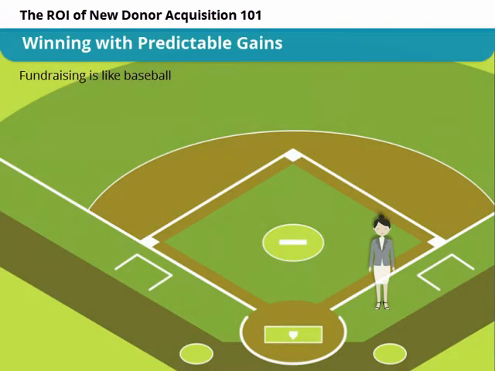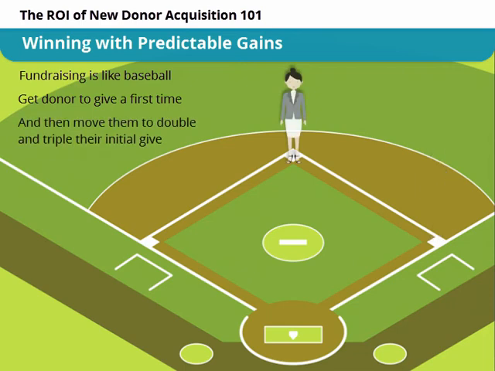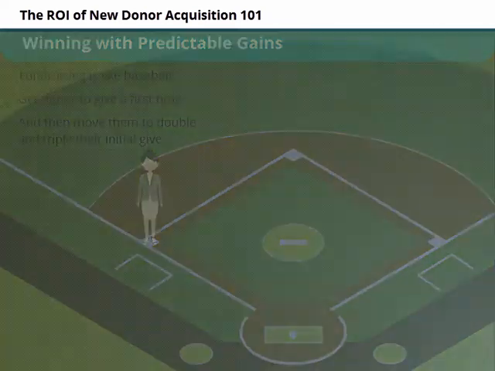It's great when a new donor acquisition campaign delivers big returns quickly, but that's not something you can depend on. Instead, you want to get a lot of donors to give the first time, even if they're giving small amounts. Then you can move them to double and triple the amount of their initial gifts as their commitment to your mission and your organization strengthens.